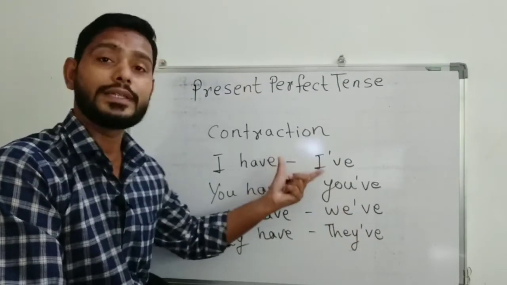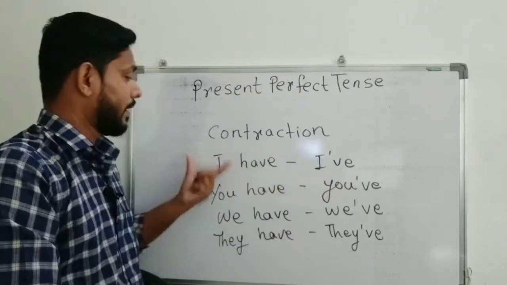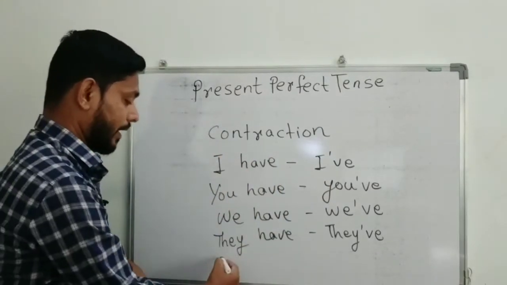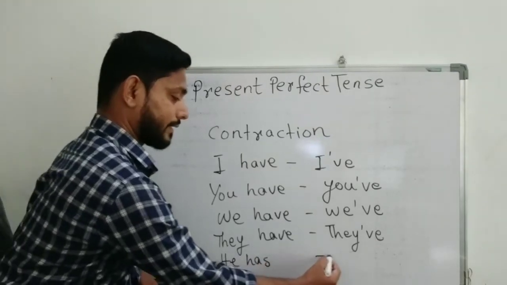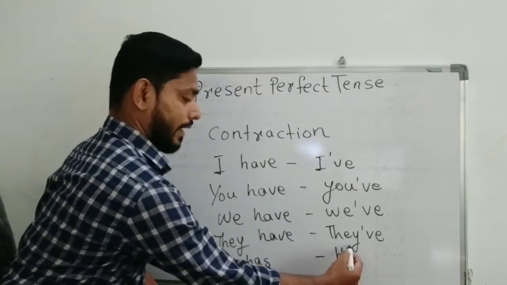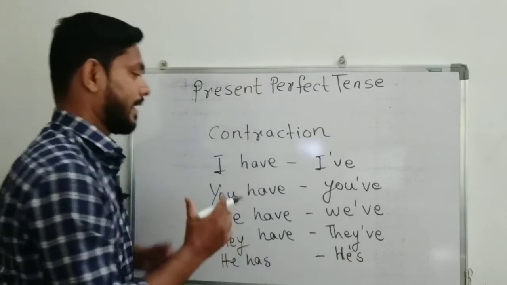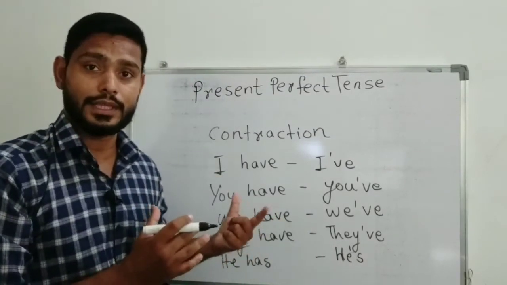Okay? And how it is pronounced, that we can see now. Let's see one more example of he or she. He has or she has. He apostrophe S. Okay. So now how it is pronounced, that we can just practice.